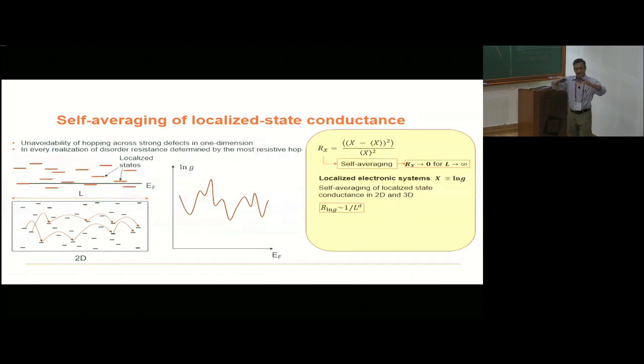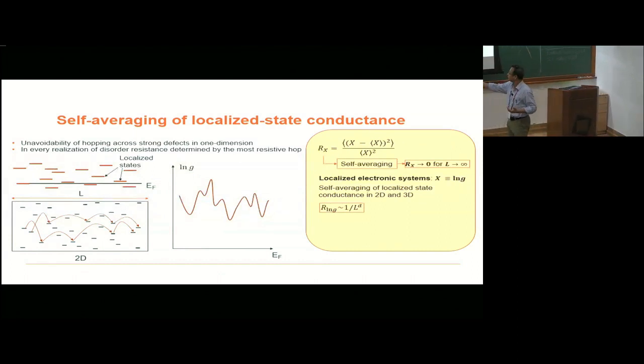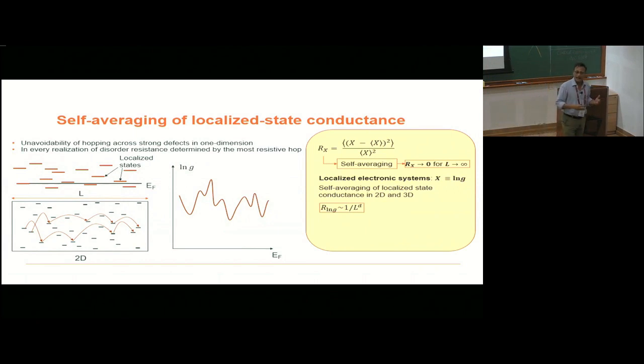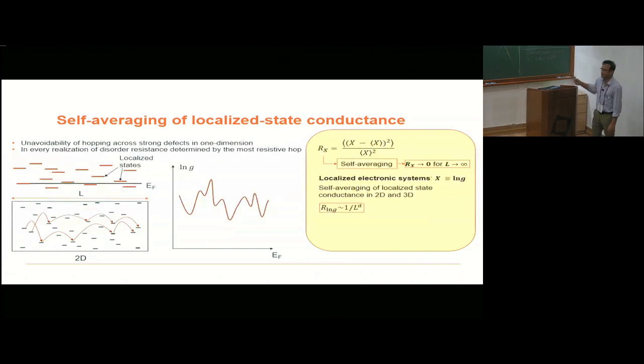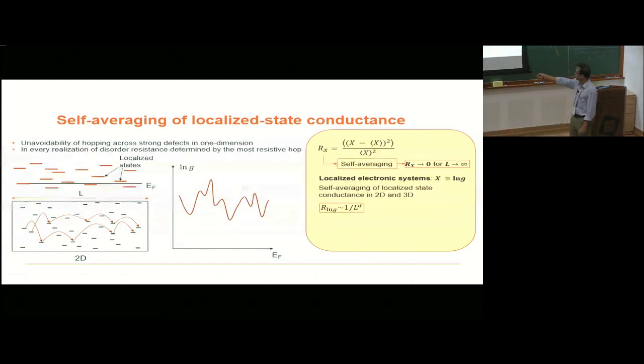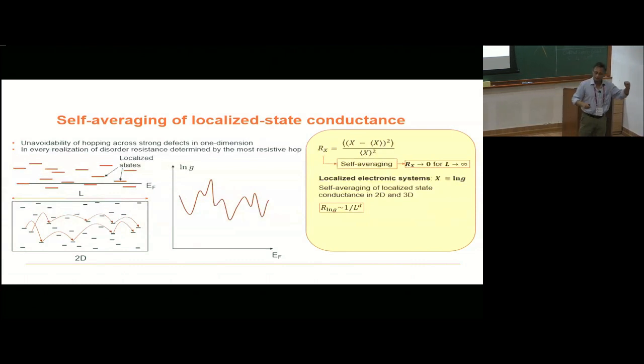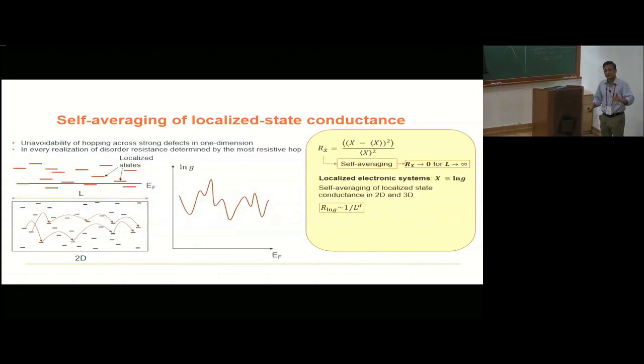Now, if you make the system larger and larger, the number of possible states available to you to go through becomes more and more, scaling as L squared in a two-dimensional case. And as a result, if I take any quantity x, which in our case is the log of conductance, because it's a transmission probability in the localized regime, then in 2-dimension and 3-dimension, this is a self-averaging quantity. That means if you make the system larger, eventually the variation in conductance is going to become smaller and smaller. Great, but that is completely different from what you would expect in a one-dimensional system.